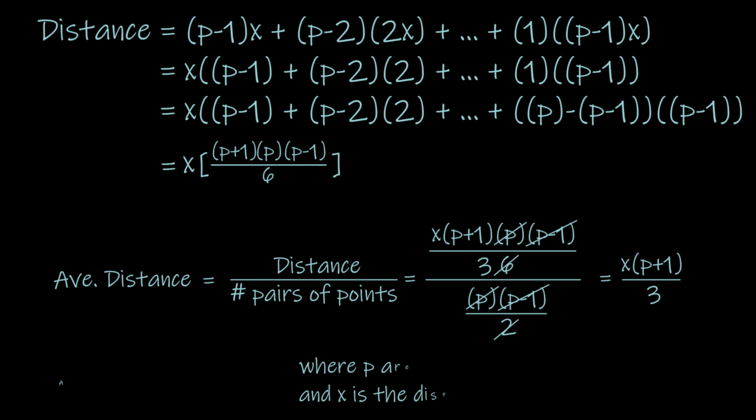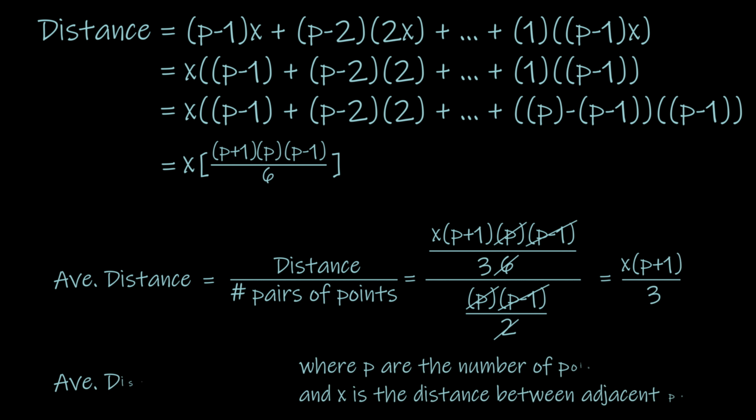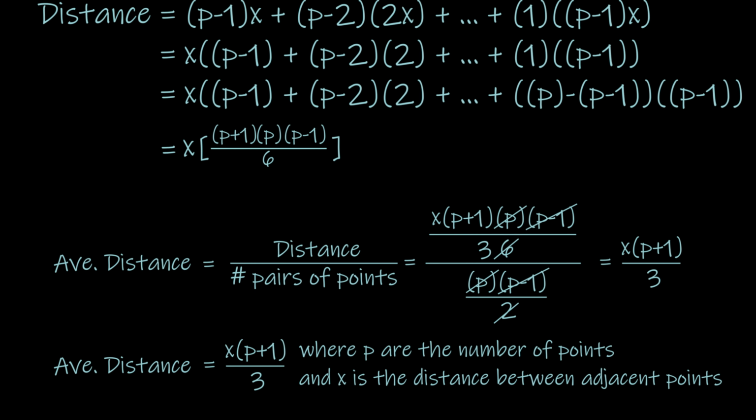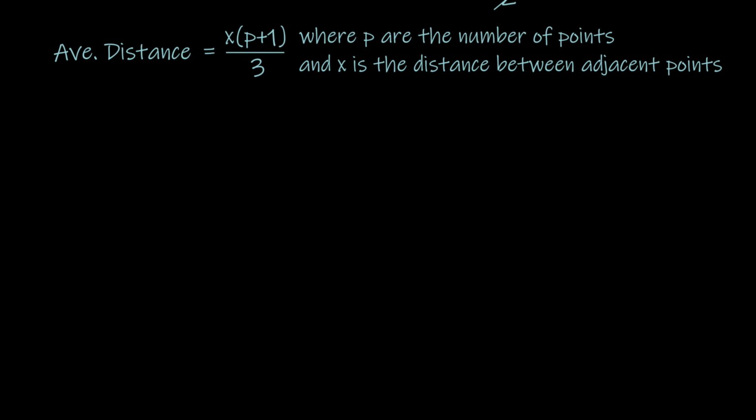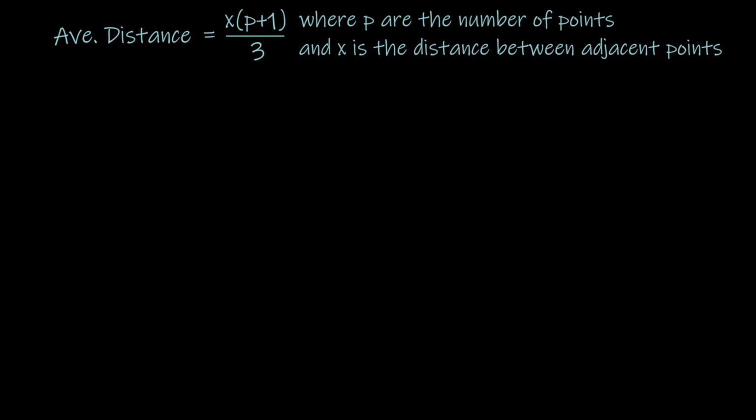Therefore, when we have p evenly spaced points, our average distance is x times (p plus 1) divided by 3, where x is the distance between adjacent points. We are now approaching the finale. We can use our average distance between evenly spaced points formula to help us find the average distance between points on a line of length L.